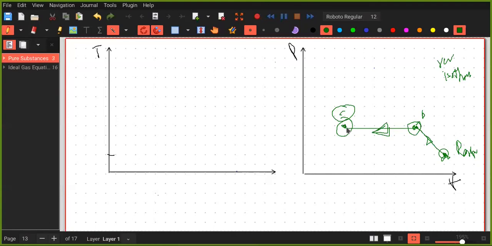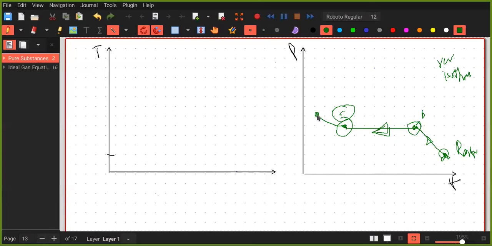From point C, which is saturated liquid, when we compress it, it stays liquid. We are increasing its pressure, and its specific volume is going to go down. For water, this goes up to a particular point.